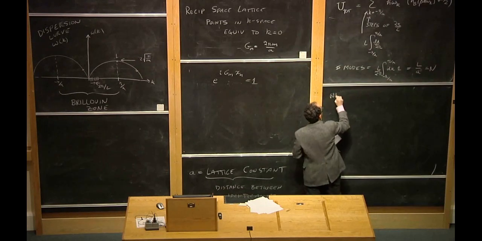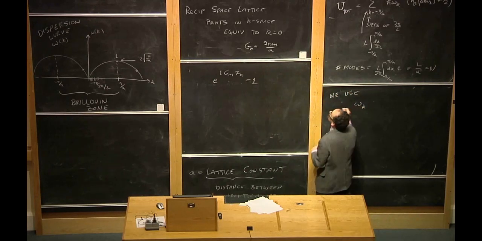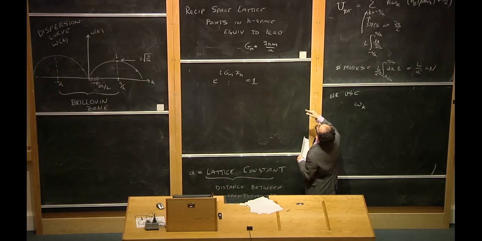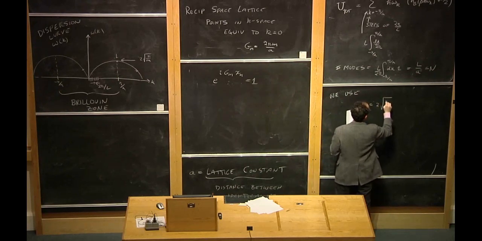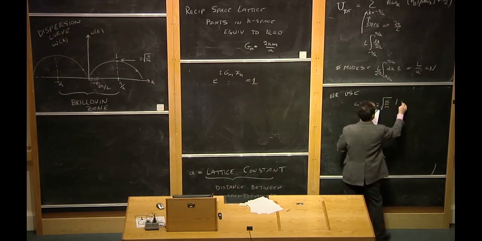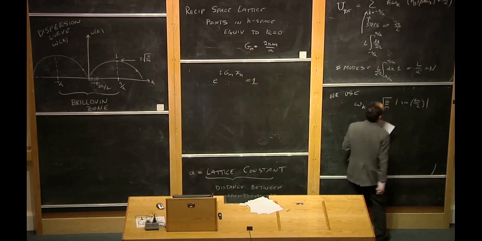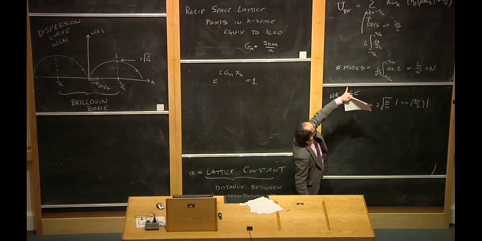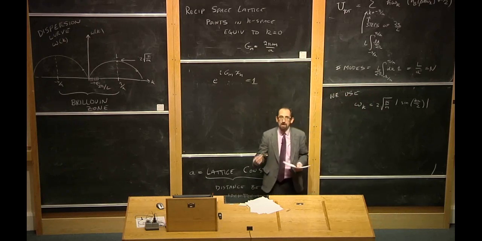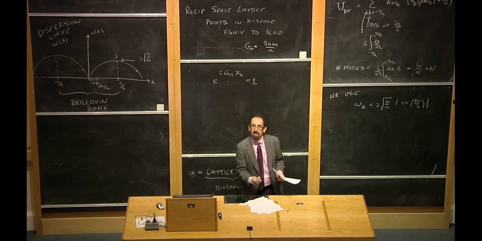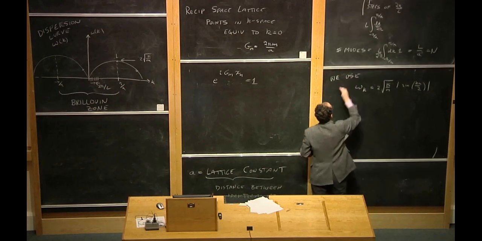So we use our omega of k that we derived. Off the top of the board, I'll write it again. We use 2 square root of kappa over m, absolute value sine of ka over 2. And if we plug that into that sum, which we can turn into an integral, we will get the exact amount of energy in that system at any given temperature, and you can differentiate it to get the heat capacity.